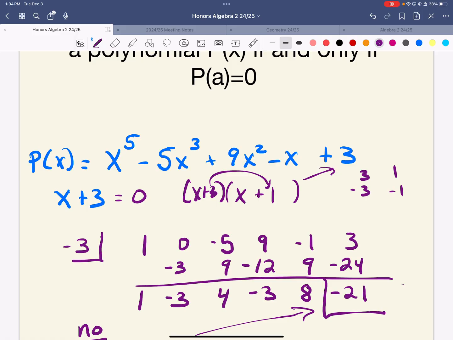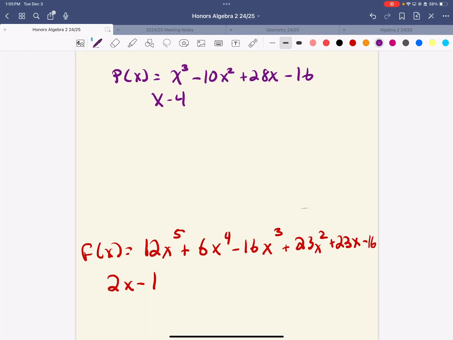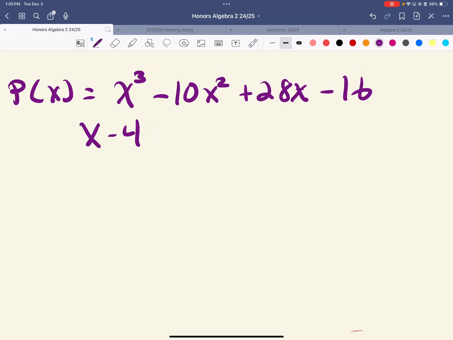We could try negative 1, we could try negative 3, we could try all of those to see if they're potential factors of it, and eventually you get to do that. For today, you just need to say no. Okay? So let's look at 2 more. Go ahead and figure out if x minus 4 is a factor of x cubed minus 10x squared plus 28x minus 16.